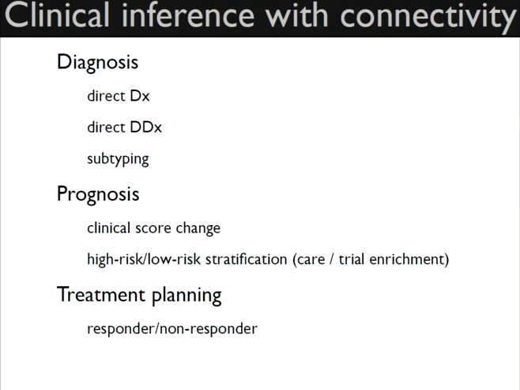And specifically, it's interesting for the pharma industry as well, because you can do something called trial enrichment. That is, you can try to decide who is more at risk based on this connectivity phenotype, and then you can put them in different arms of the trial. So this is an interesting application for large-scale clinical research.